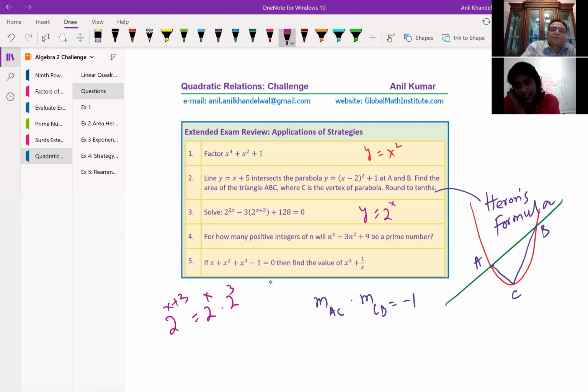And then 128 is the same as 2 to the power of 7. Correct. And then you can just work from there. Good job. So the whole idea of all this is making the right approach.